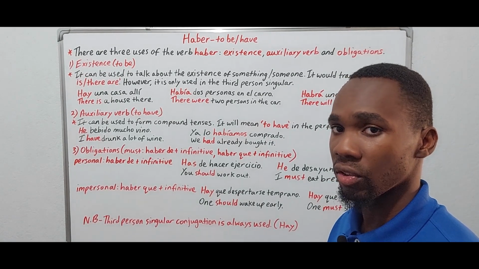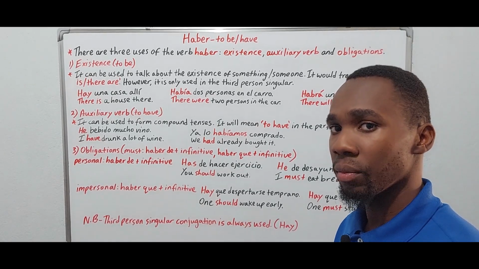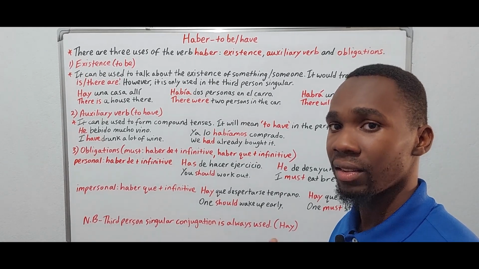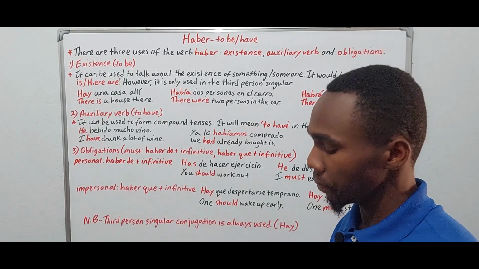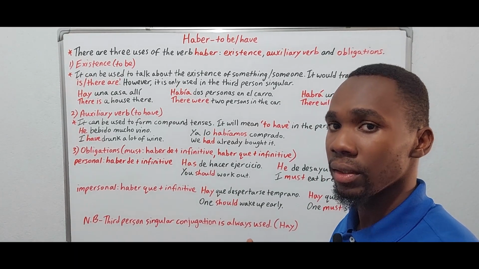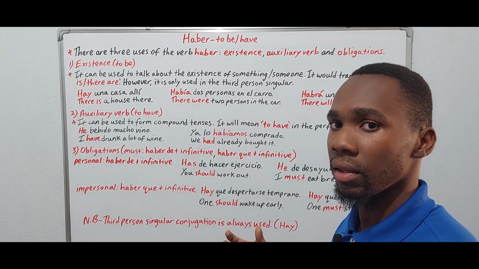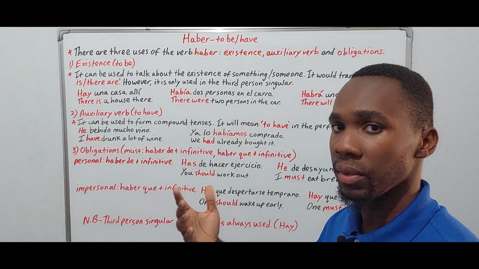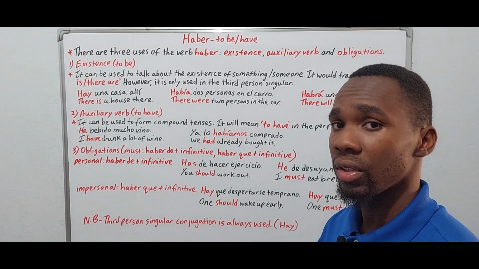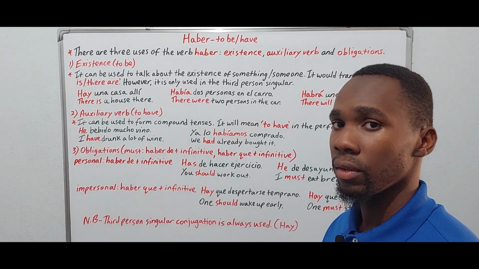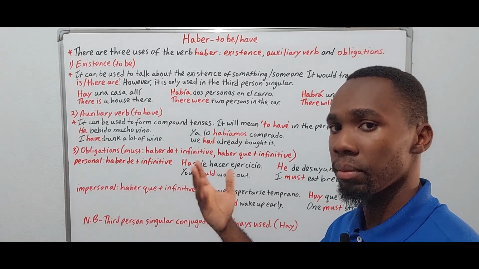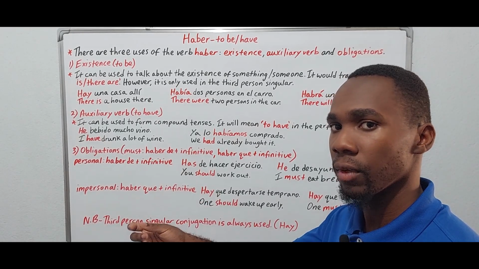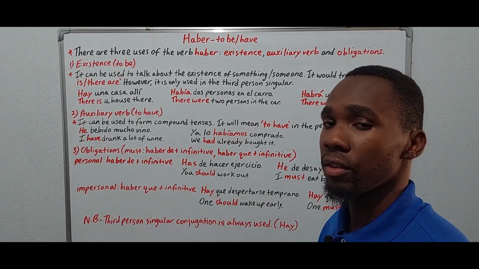And there are two structures. We have haber de followed by the infinitive, and we use this to refer to specific persons, which is why it is a synonym of tener que, okay? And we have haber que followed by the infinitive. And this is impersonal, so this is always going to be used in the third person singular. And it can translate as one must, one should, or it can translate as it is necessary. Alright? So these are the three uses of the verb haber.